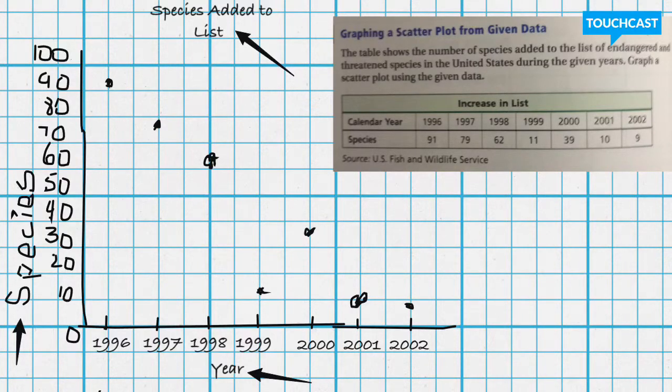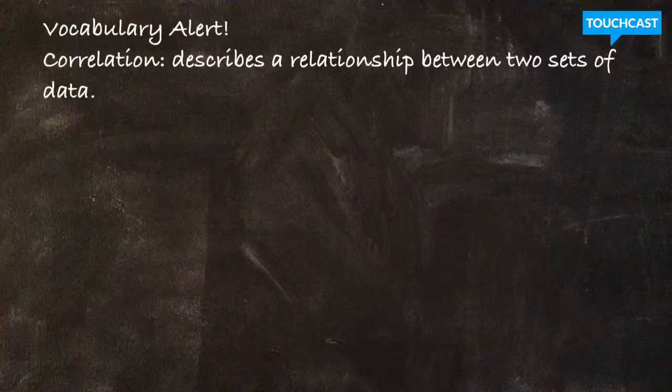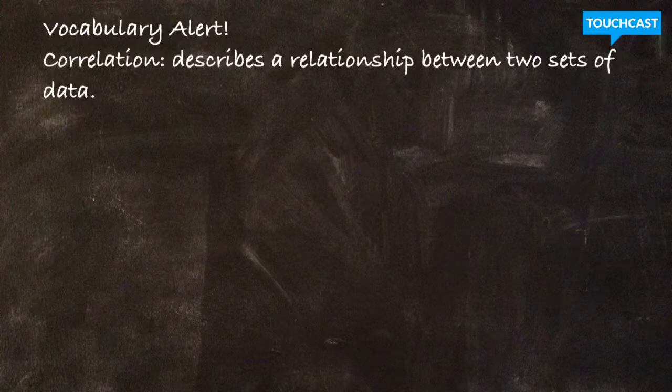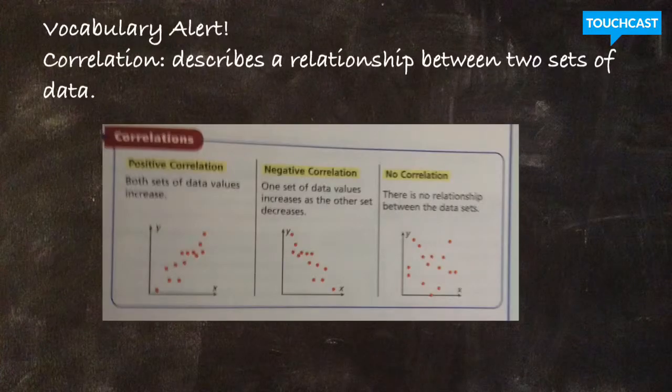So we've graphed the scatter plot. It's just a bunch of points that make a pattern. In fact, that pattern brings us to our next vocabulary alert, which is a correlation, which just describes a relationship between two different sets of data. In fact, there are 3 different types of correlations.